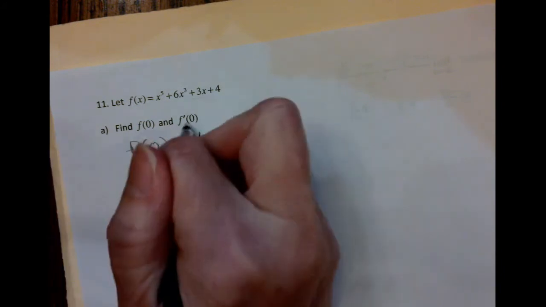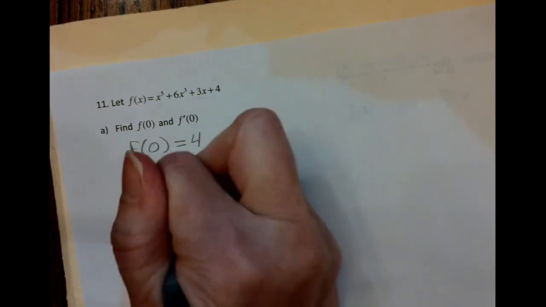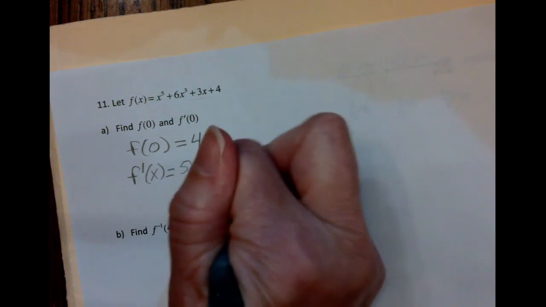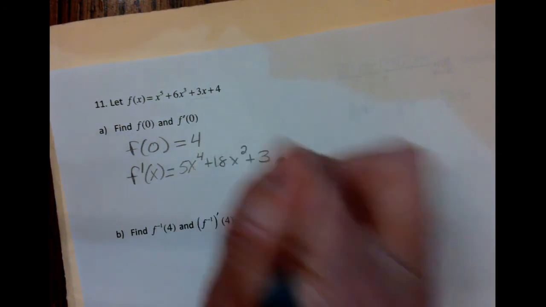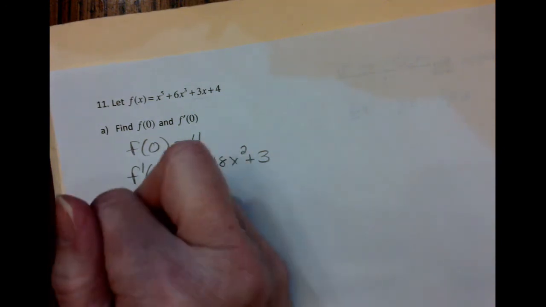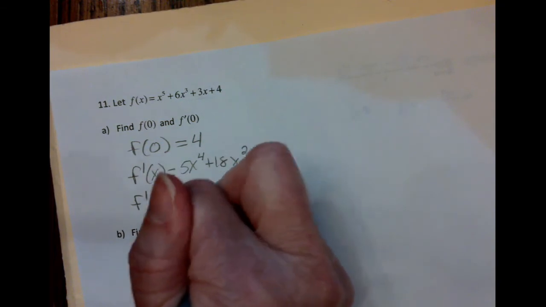F at 0. F at 0 is simply 4. F prime at 0 has to be done after finding the derivative. So I'm going to say f prime of x first, which is 5x to the fourth plus 18x squared plus 3. Notice keeping the notation, identifying what we're finding. F's slope at 0 is going to end up being 3.